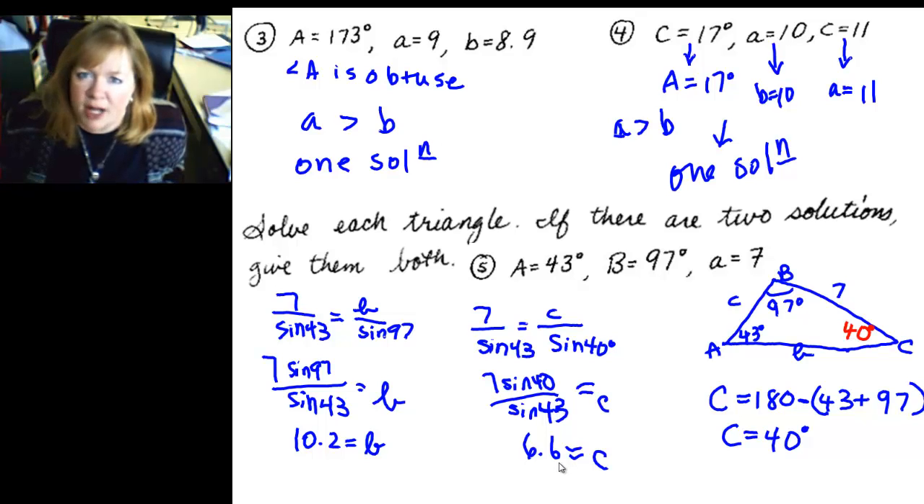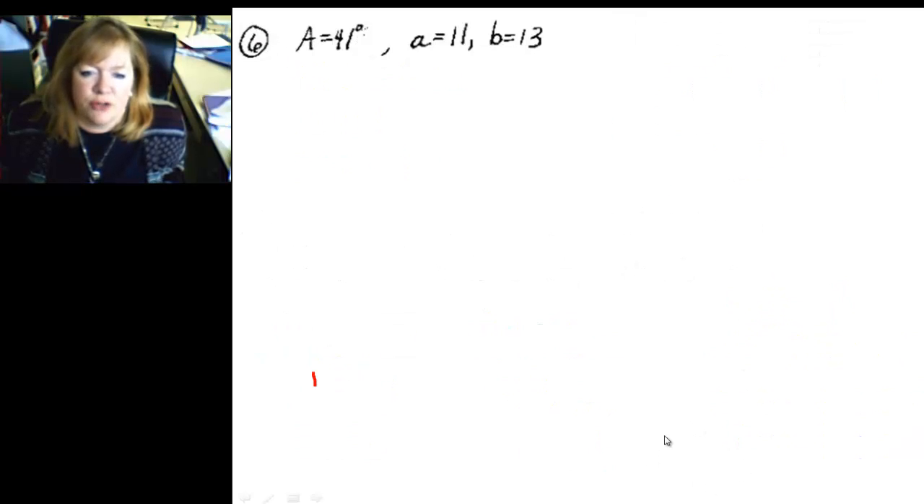I always check my answers and make sure they make logical sense. Is the longest side opposite the largest angle? In this case, I got 10.2 for little b. It is largest, so everything makes sense. For C, I had 6.6. 40 is just a little bit smaller than 43, so all my answers make logical sense.